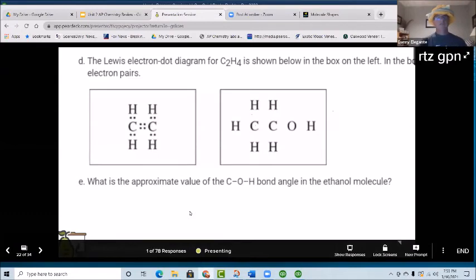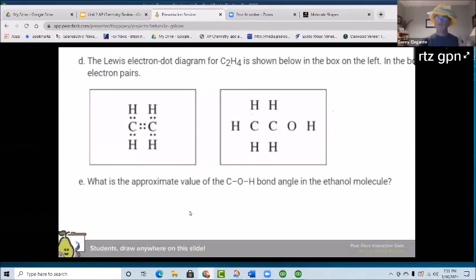All right, so I want you to do 2 things here. Go ahead and draw in the dots where they go for the molecule on the right. And then once you get that molecule on the right, write somewhere on the slide what you think the bond angle is going to be approximately.